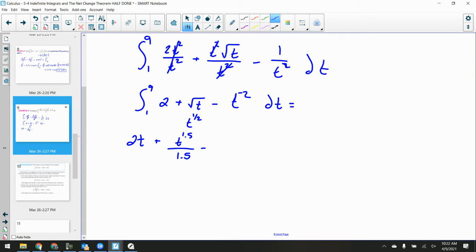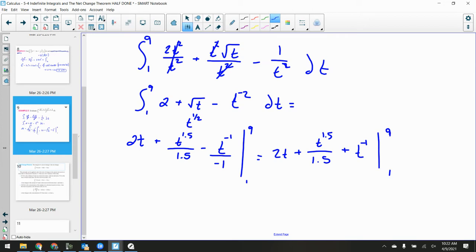And then we've got t to the negative 1 power over negative 1. Take up the power, which means raise the value of it. All right, so just to evaluate, this is from 1 to 9. Simplifying that a little bit, we have 2t plus t to the 1.5 over 1.5, and the only thing I can do there is plus t to the negative 1, from 1 to 9.